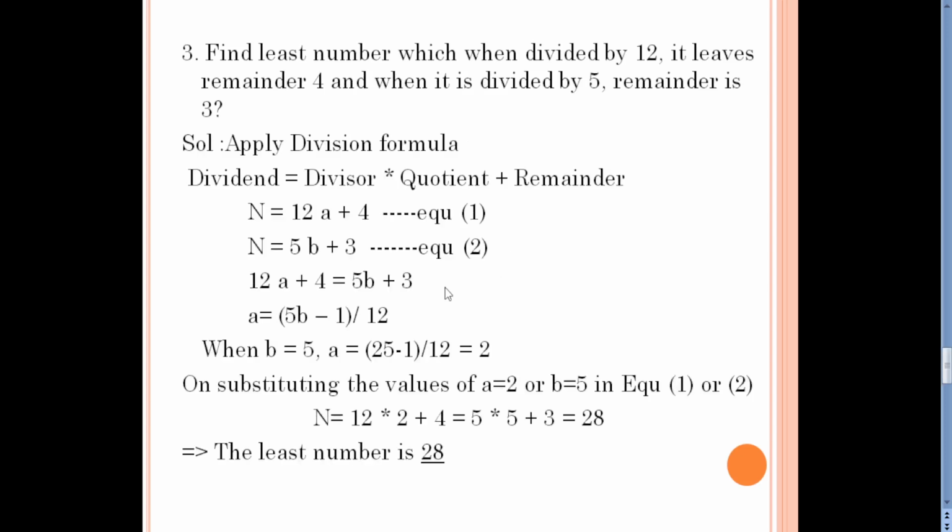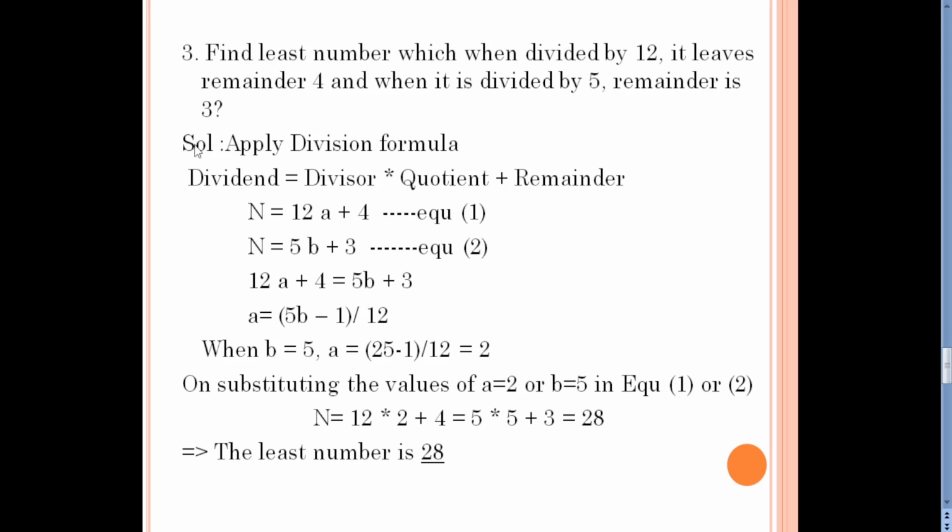And third, find the least number which, when divided by 12, leaves remainder 4, and when divided by 5, the remainder is 3. Here what are the remainders? 4 and 3. So they are not the same. Next, let us check the differences. 12 and 4, what is the difference? 8. 5 and 3, what is the difference? 2. So here the difference is also not the same. So what to do now?